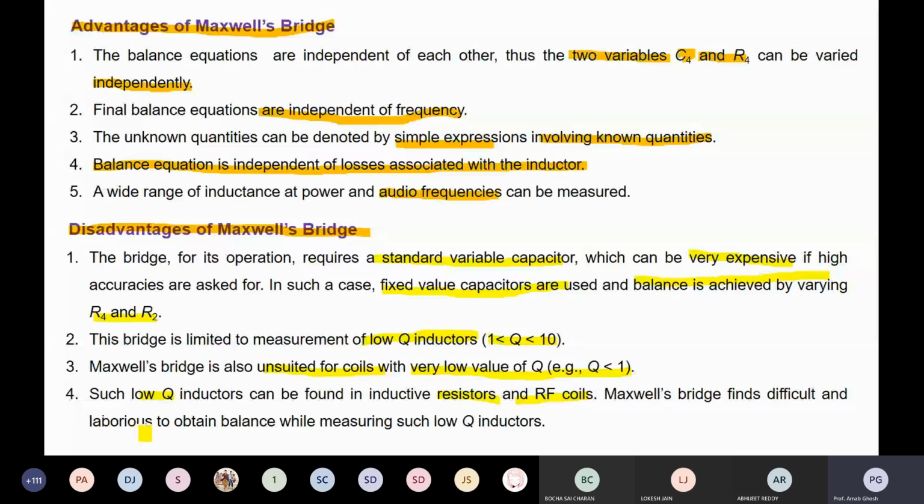In this case, which one is your unknown? All of you know about it. L1 definitely will be your unknown value. L1 is your unknown inductance.